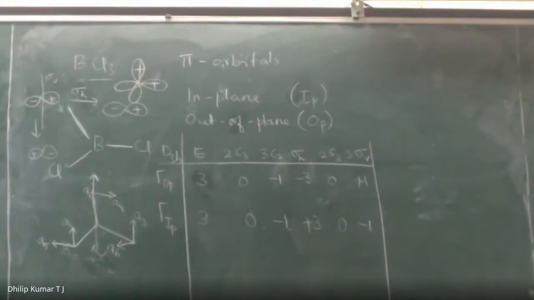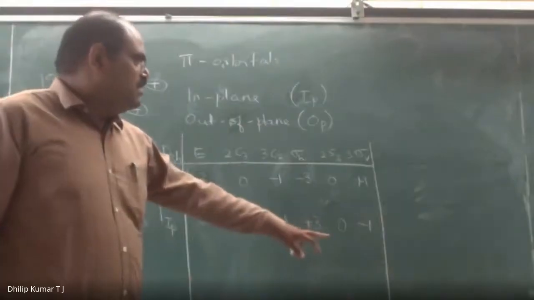Okay, can you follow this? How I wrote the reducible representation? Sir, yes. Sir, can you explain the sigma h for out of plane? Sir, how is it -3? Sigma h for out of plane.